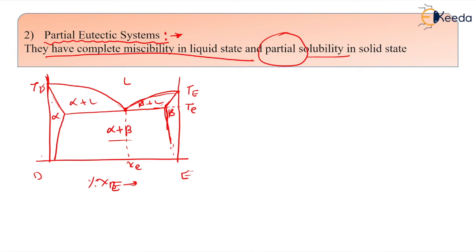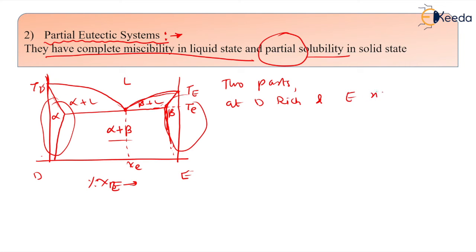Okay, so this is actually the partial eutectic system, isn't it? So here you can see the two parts. One is the D rich region, and this is the E rich region, having these solutions alpha and beta, isn't it?